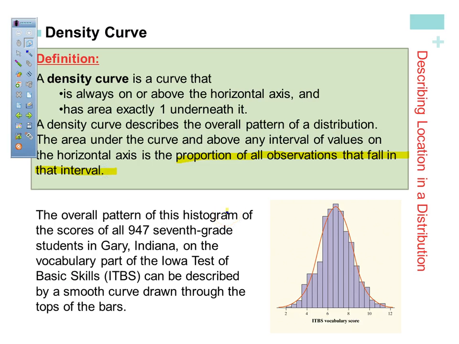And so maybe a better idea here is to take a look at this histogram, which shows the ITBS vocabulary scores, which is from a 7th grade class in Gary, Indiana. ITBS is the Iowa Test of Basic Skills. This is the histogram, and 947 is quite a few individuals, and so we could fit a density curve the best we can, right? I mean, it's not going to be perfect. You're going to have spaces here.